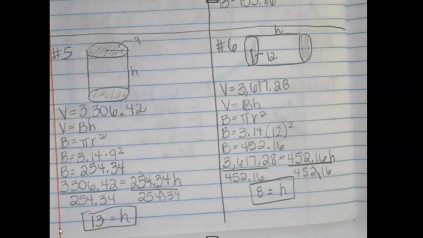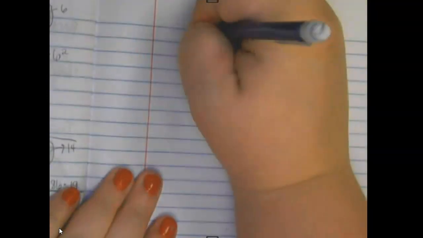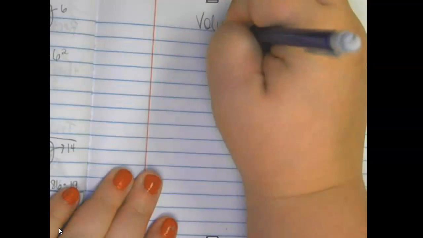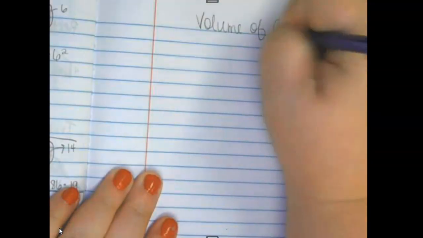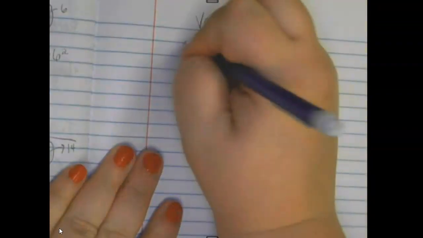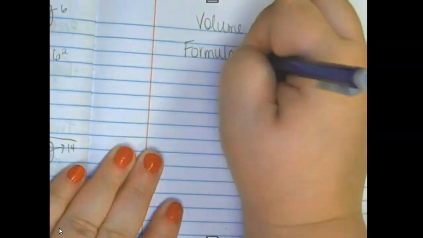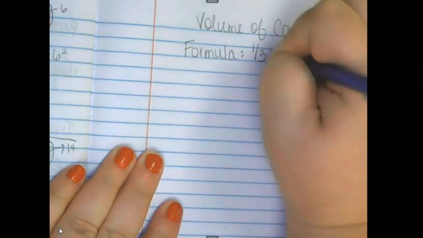All right, now we're going to slide over to the other side of page 55. We don't have as much on this page. We have less, but still. We're going to title it Volume of Cones. We're only going to look at 3 examples. We're first going to write our formula, which is 1/3 big B H.